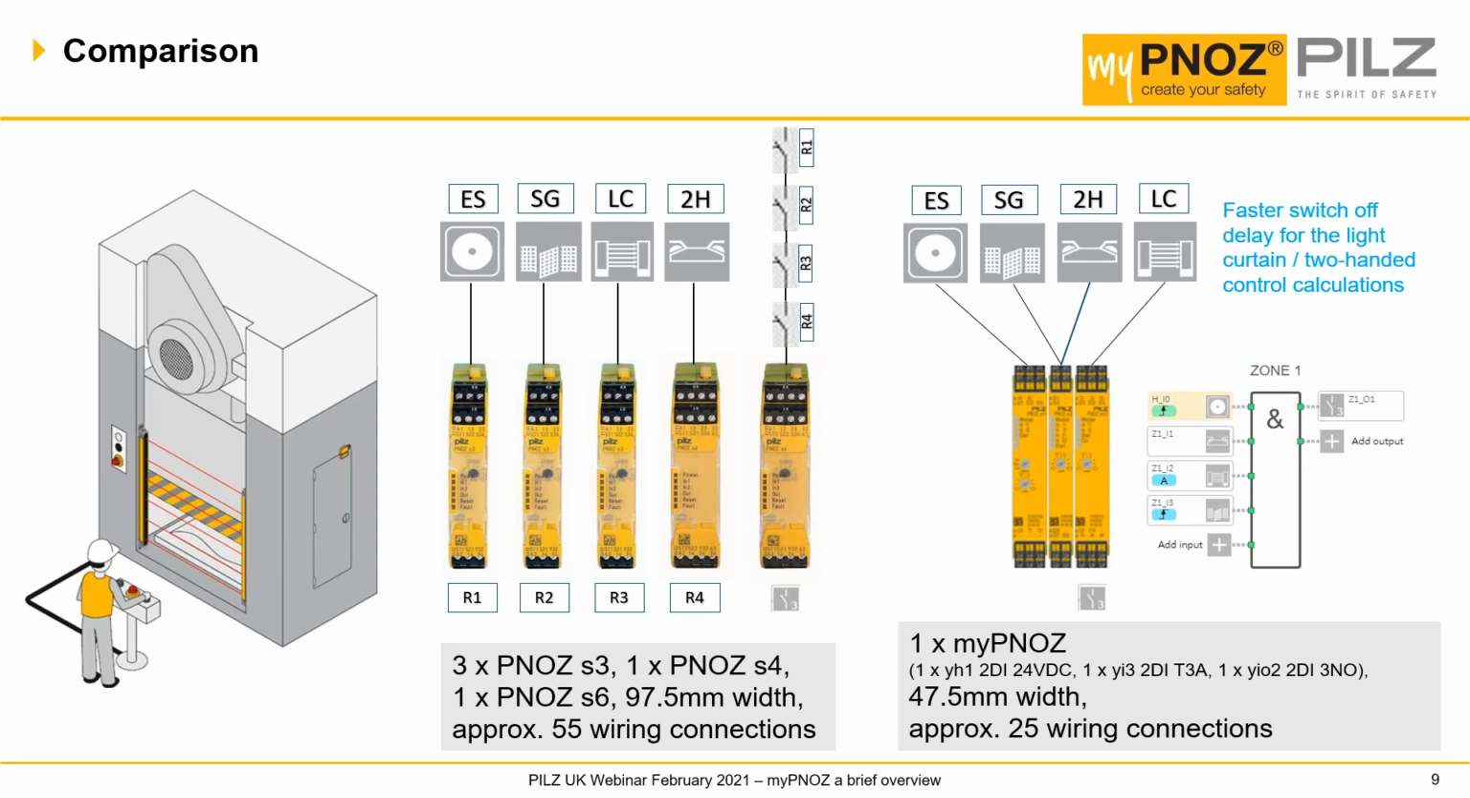The main advantages are then a smaller footprint. At 47.5mm, the myPNOZ is over half the width of the 97.5mm PNOZ Sigma configuration. Wiring. The installation time at approximately only 25 wire connections for the myPNOZ. This again is over half the amount of wiring, approximately 55 wiring connections on the PNOZ Sigma configuration. Finally, another advantage of the myPNOZ is for the timing of signals. This has an influence on the calculations of safe distances for light curtains and two-handed controls.